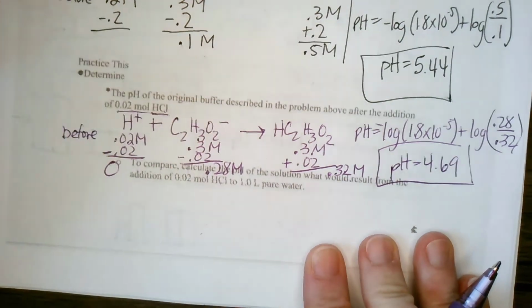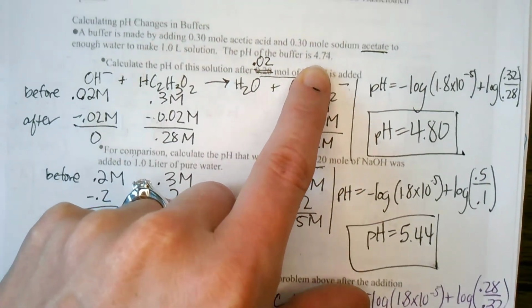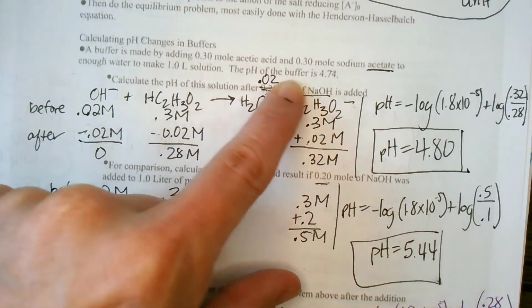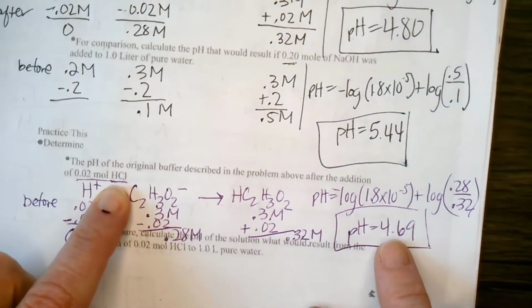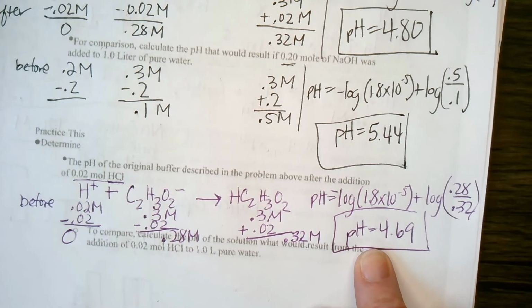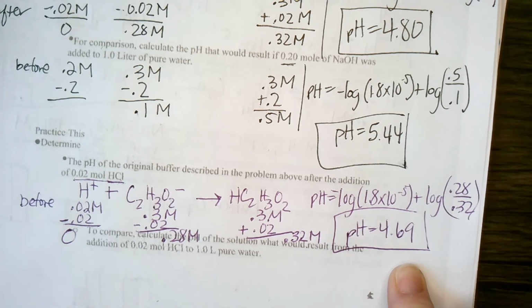And if we think about it, we started at 4.74 as the pH of the buffer. We added a strong acid, so it went down, which would make sense. To become more acidic would be lowering the pH. 4.74 down to 4.69 is lowering.